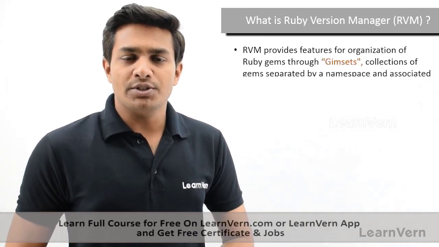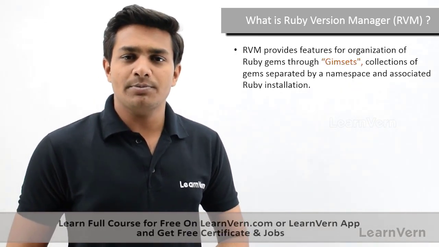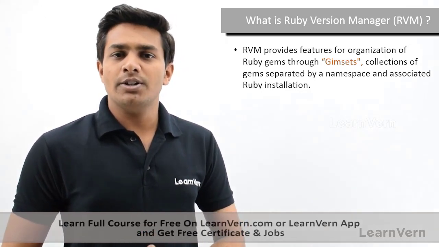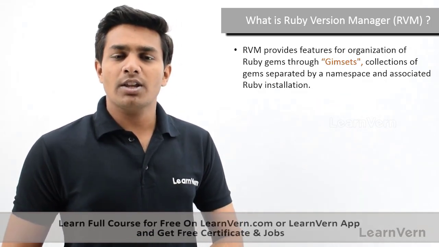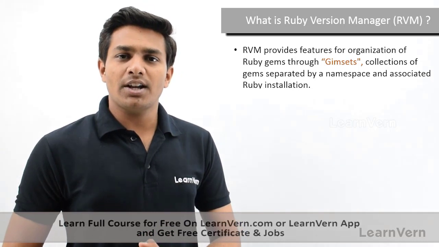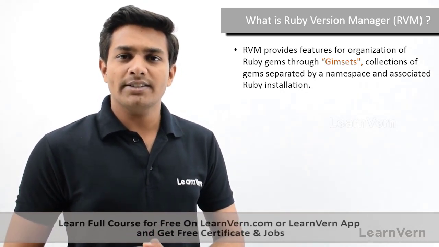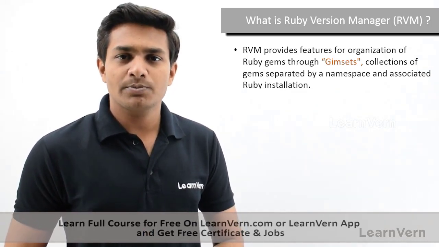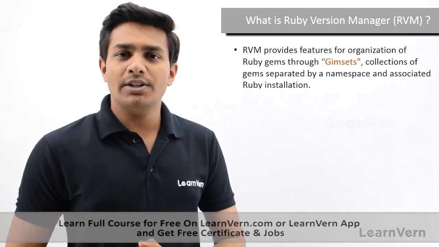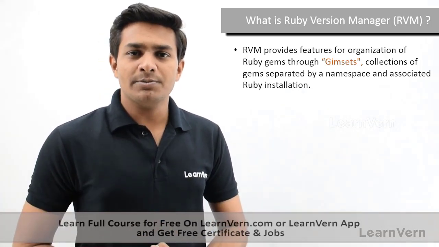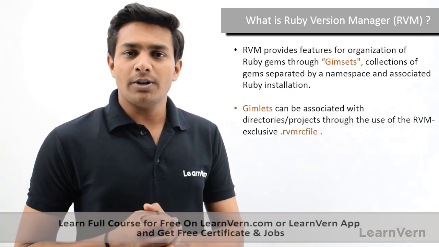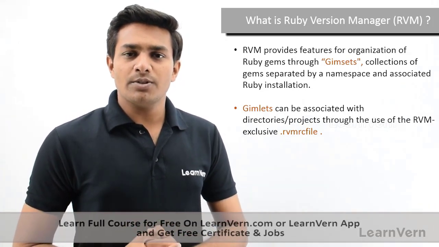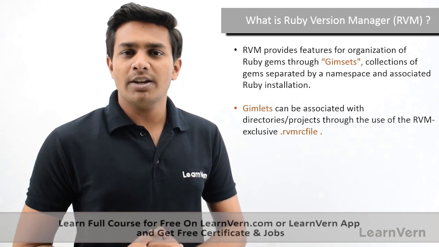RVM provides one feature, that is gem sets. Now what are gem sets? A gem set is a collection of gems that are used for different purposes. For example, if you are working on a single project and you want to create a collection of gems, that is known as a gem set. So you can create different gem sets for your different projects, and all of this can easily be done by using RVM. These gem sets can be associated with different projects. And to create a gem set, we need to create one file with the extension .rvmrc.